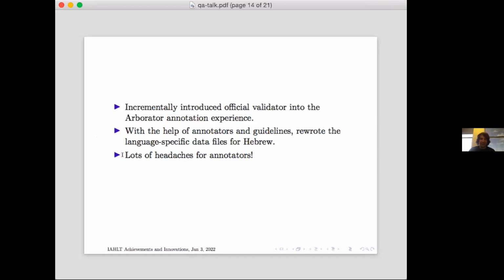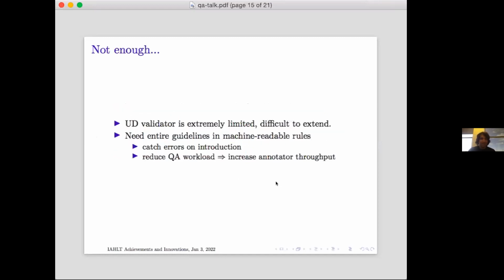Yeah, I really feel for the annotators. I got several tortured emails during that process, and we developed a better communication after that, I hope. And I grew much more cautious. But it's still not enough.